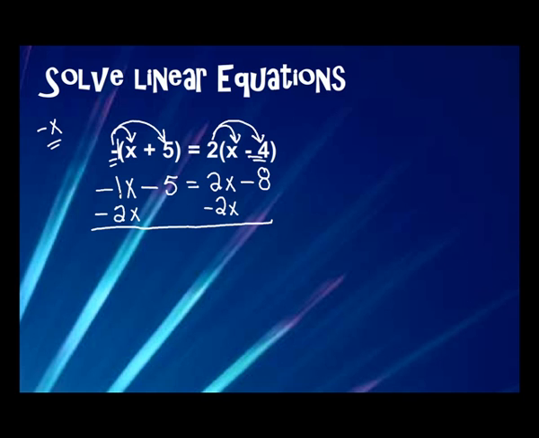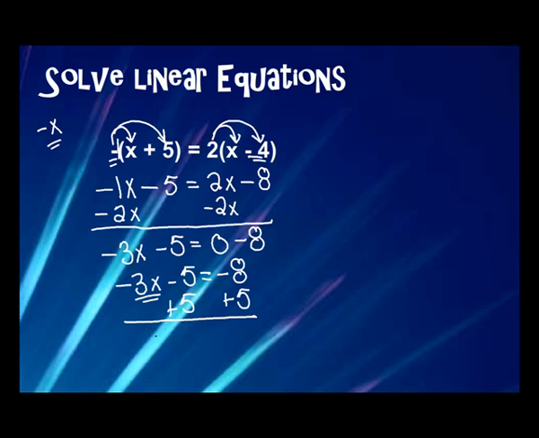Now I'm going to add down. Negative 1x minus 2x is negative 3x minus 5 equals 2x minus 2x is 0 minus 8. Well, 0 minus 8 is just negative 8. So let's rewrite this as negative 3x minus 5 equals negative 8. Now our next step is to get the negative 3x by itself. So I look at the negative 5. The opposite of subtracting 5 is actually adding 5. So we're going to add 5, remember, to both sides of the equal sign. So I get negative 3x equals, now negative 8 plus 5 is negative 3.